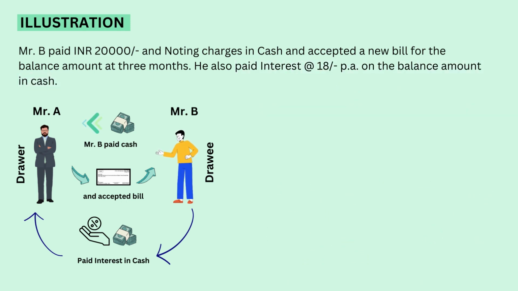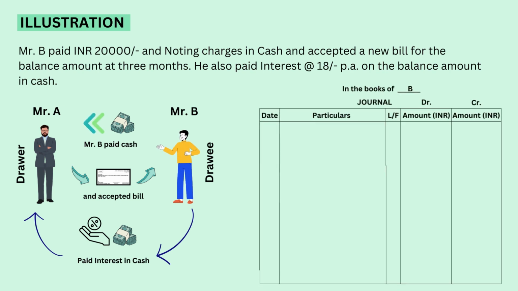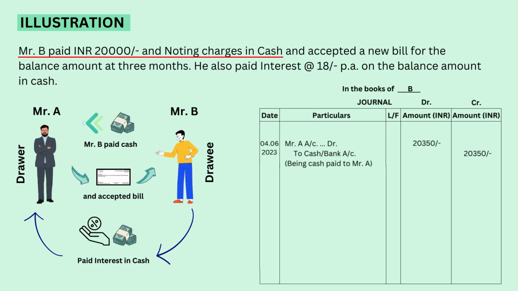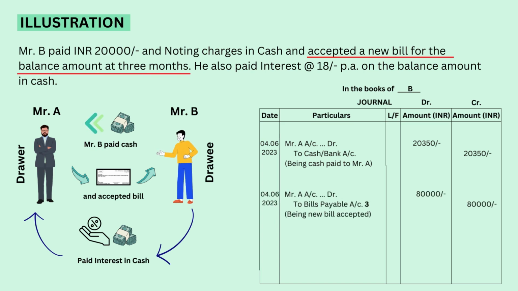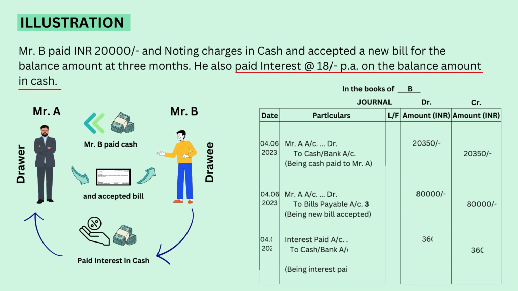Now let's see the journal entries in the books of Mr. B. Mr. A account debit 20,350 to cash or bank account 20,350. Then Mr. A account debit rupees 80,000 to bills payable account rupees 80,000. Interest paid account debit 3,600 to cash or bank account 3,600. This is for the interest paid.